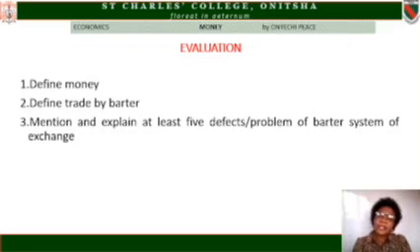So with this, my dear students, we have come to the end of this lesson. But before we conclude, let us look at the evaluation questions. 1. Define money. 2. Define trade by barter. 3. Mention and explain at least 5 defects or problems of barter system of exchange.